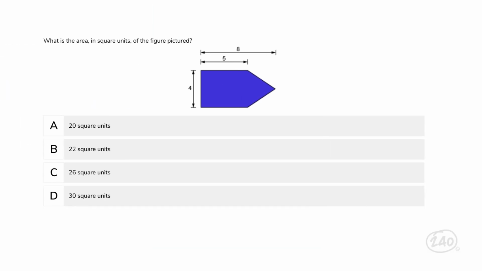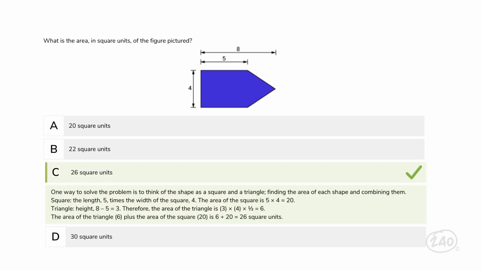Just like the example we looked at earlier, we can break this into 2 smaller shapes, a triangle and a rectangle. The rectangle has sides of 5 and 4 to get an area of 20 units squared. The triangle has a base of 4 and a height of 3 to get an area of 6 units squared. Finally, we add the 2 areas together to get 26 units squared. So this answer is the best one.